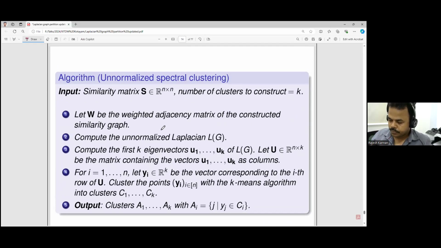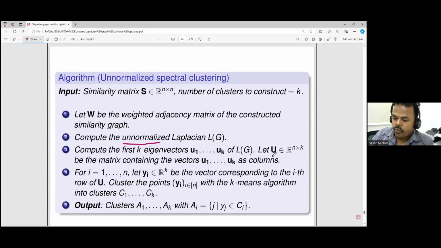This will be an undirected, simple weighted graph. You will get a symmetric matrix again. Just compute the usual Laplacian matrix, I'll come to this point why I'm writing unnormalized. First compute the k eigenvectors corresponding to the eigenvalues lambda1 up to lambda k.